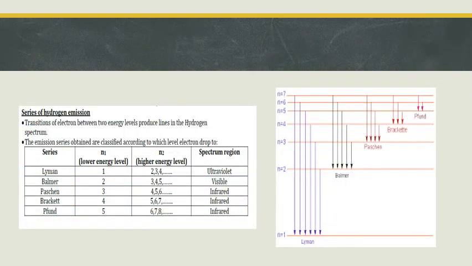Teruskan lagi. As you can see here, kita ada series of hydrogen emission. Okay, kita ada 5 series, which is yang pertama adalah Lyman, and then Balmer, and then Paschen, Brackett dan juga Pfund. Apa yang berbeza pada diorang adalah in terms of diorang punya spectrum region dan juga diorang punya ground state. As you can see, untuk Lyman, ground state-nya adalah n sama dengan 1. Untuk Balmer, ground state-nya n sama dengan 2. Untuk Paschen, ground state-nya n sama dengan 3. Untuk Brackett, ground state-nya adalah n sama dengan 4. Dan untuk Pfund, ground state-nya adalah n sama dengan 5.